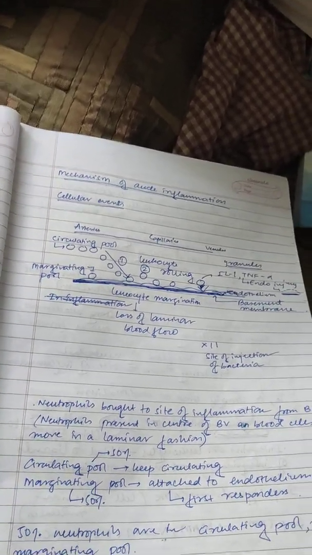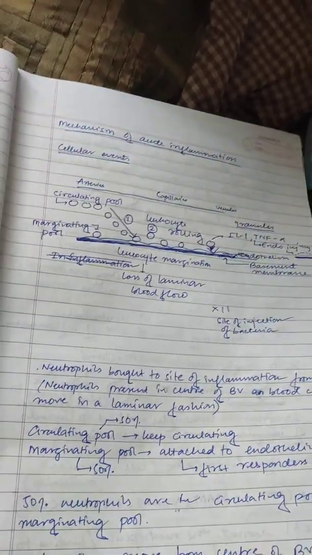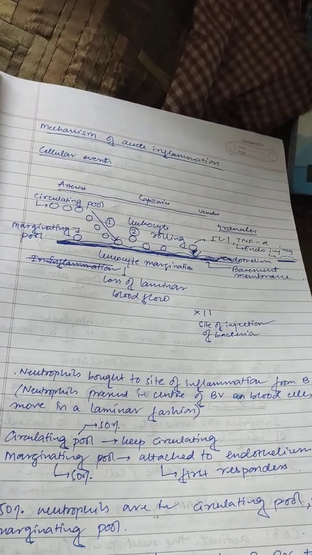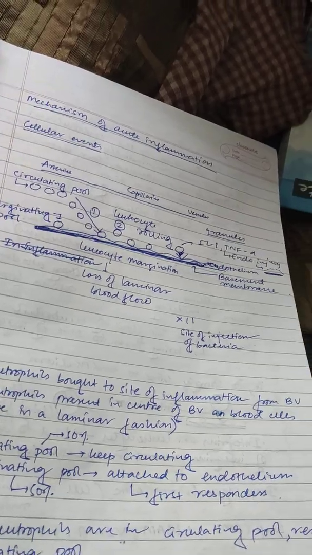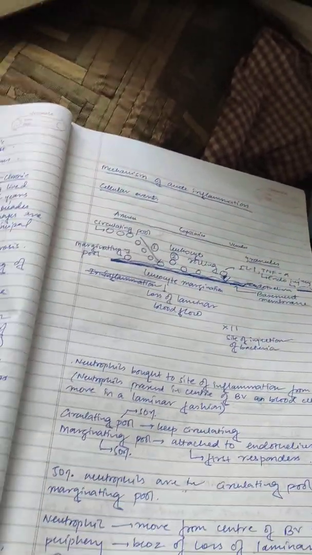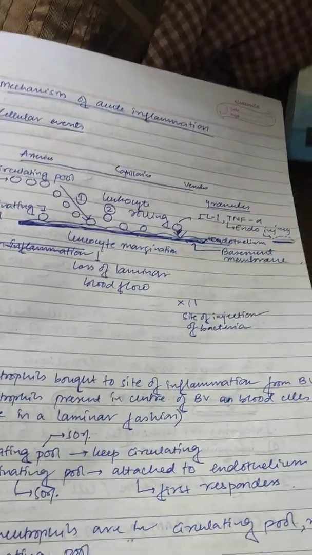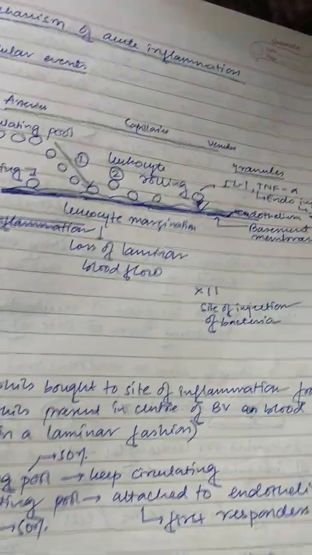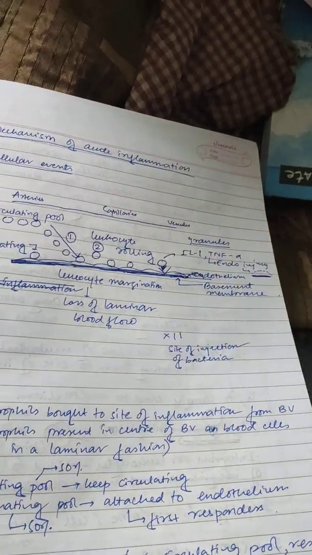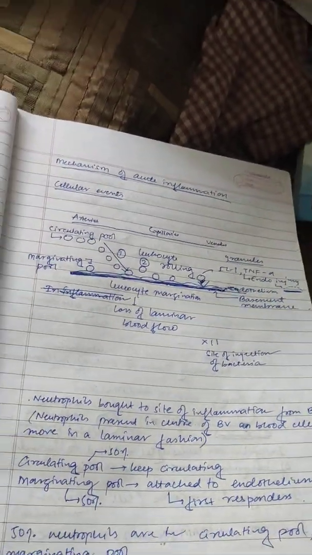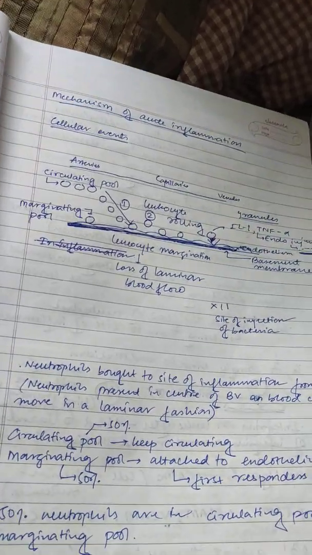First we encounter an acute inflammation. Then the neutrophils will be brought to the site of inflammation. The neutrophils circulate in the blood vessels, so they have to come to the site of inflammation. Neutrophils are present in the center of the blood vessels, because the blood cells in the blood vessels move in a laminar fashion.